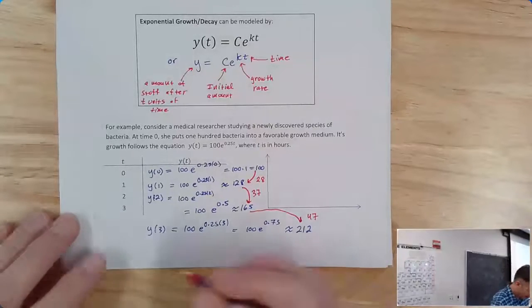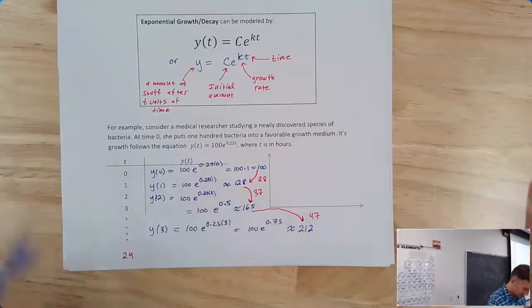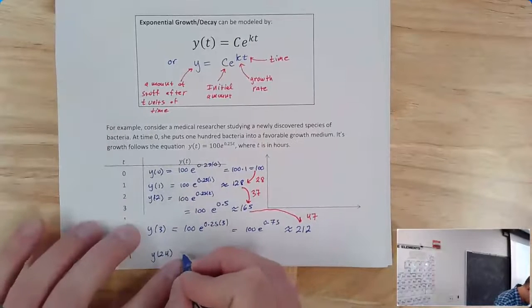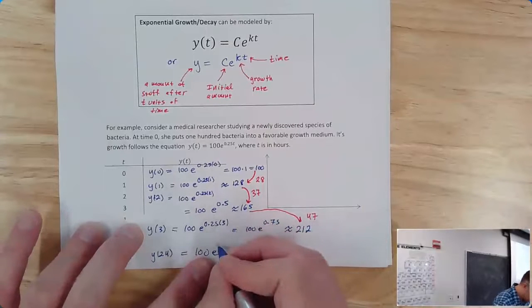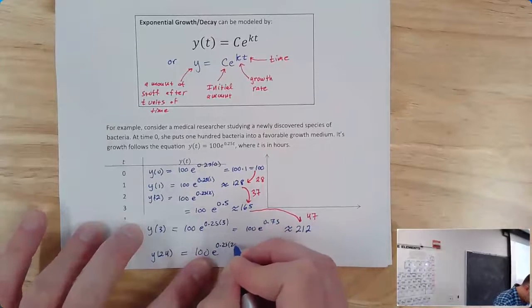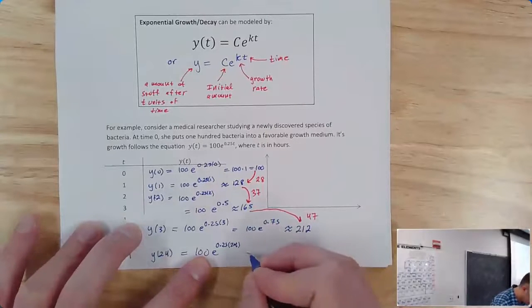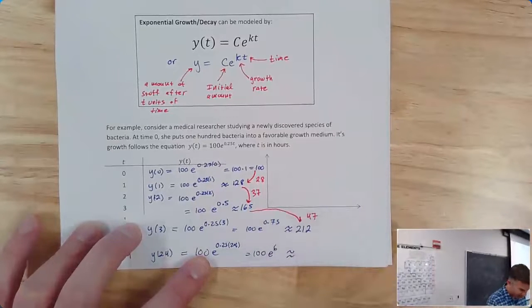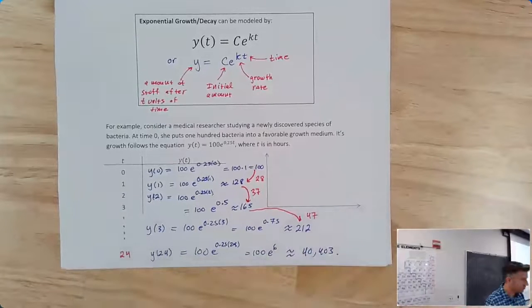And then if you go all the way down to say like 24 hours, so 24 hours later, y of 24 is going to be 100 times e to the 0.25 times 24. By the way, 24 times a quarter, or 1/4 of 24, is 6. This is 100 times e to the 6th power, which is approximately 40,403 bacteria. Right? So that's getting very large, very fast.